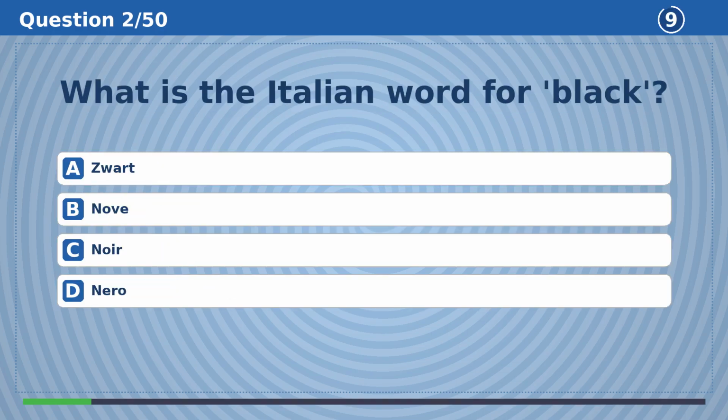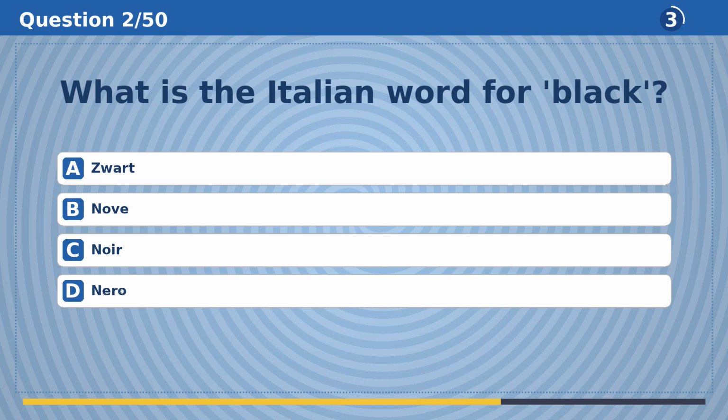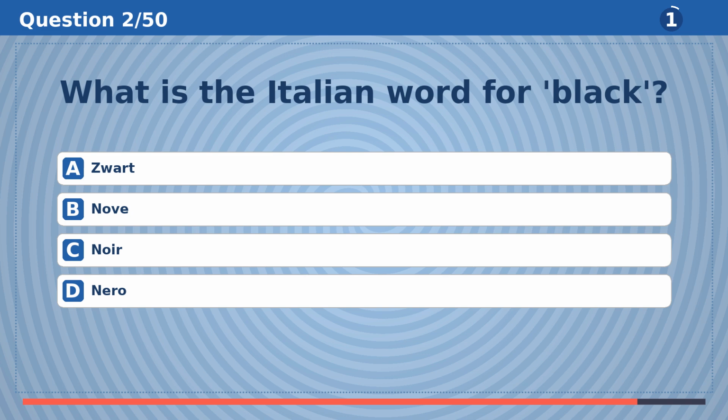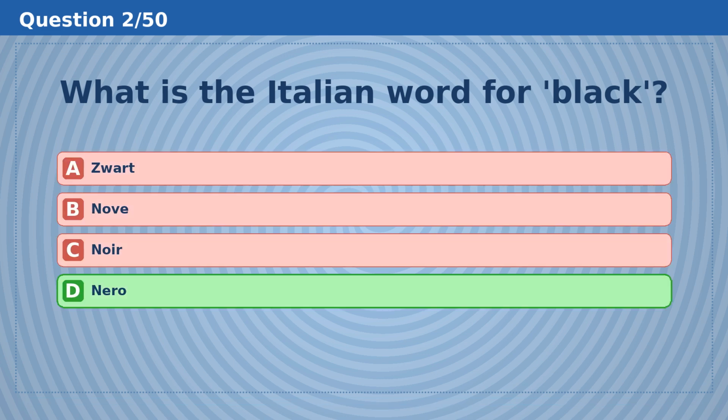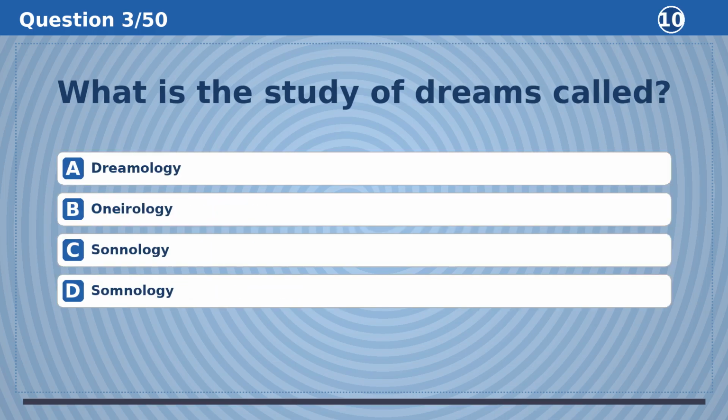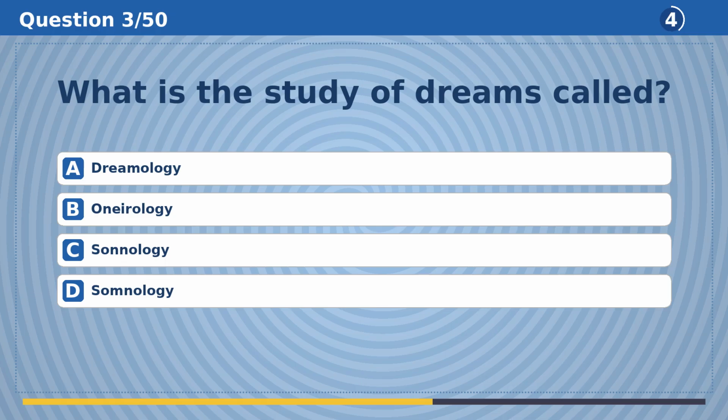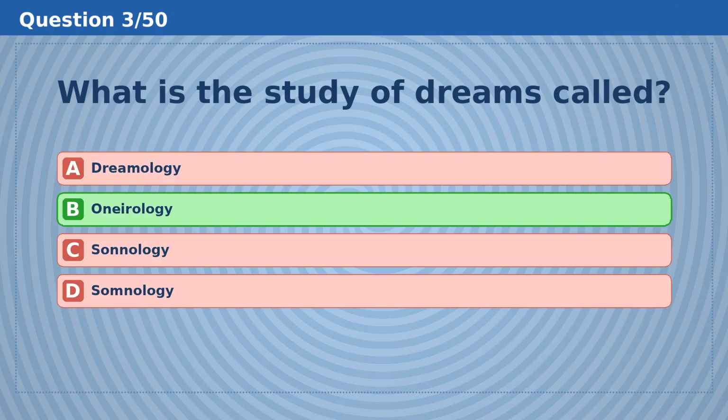What is the Italian word for black? The answer is D. Nero. What is the study of dreams called? The answer is B. Oneirology.